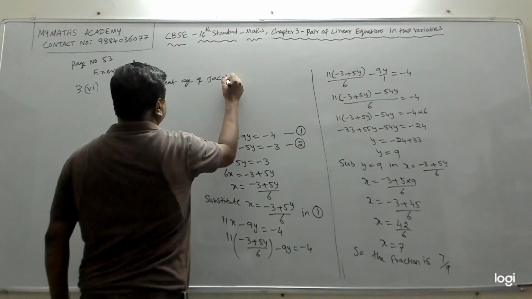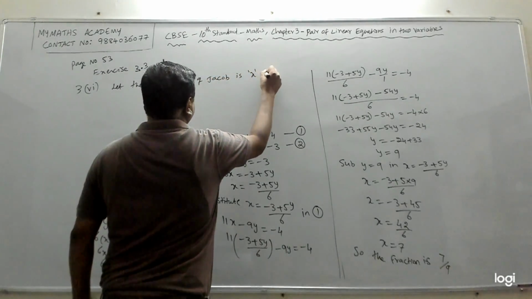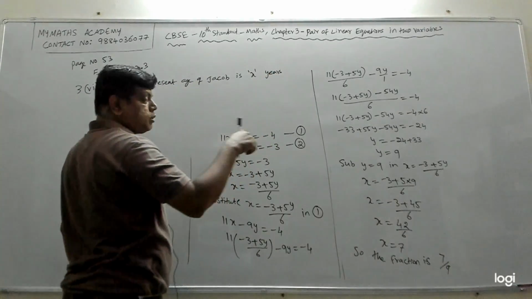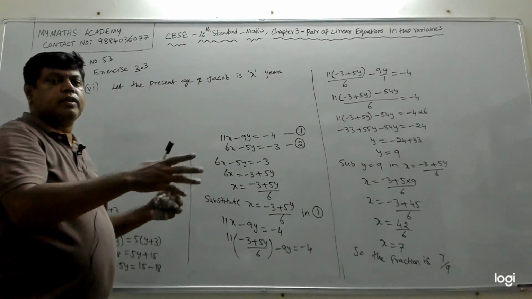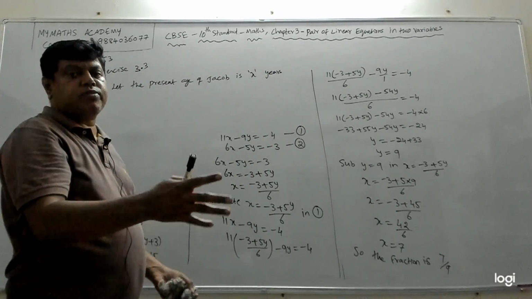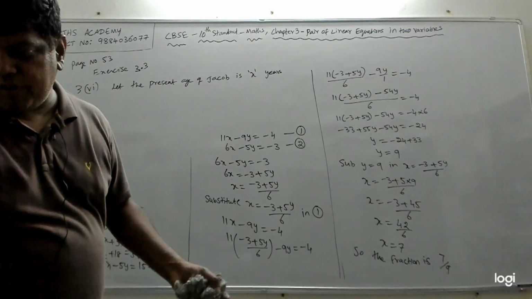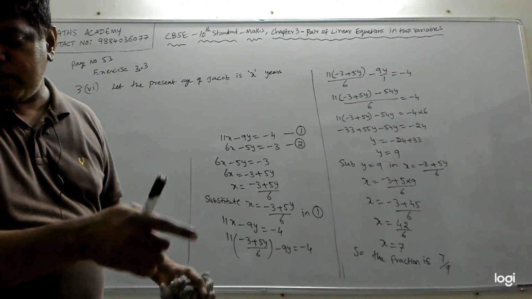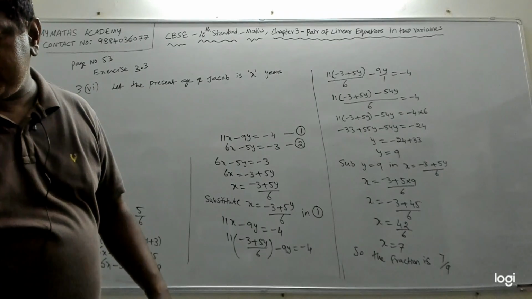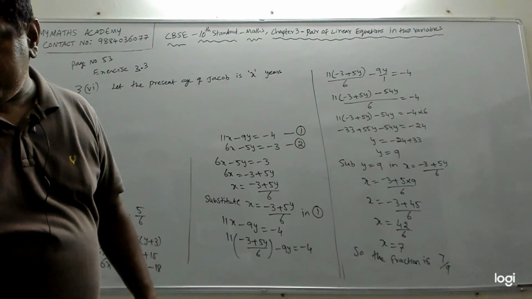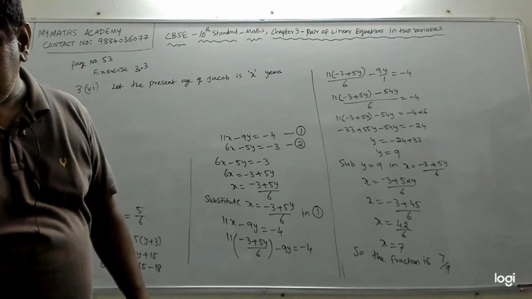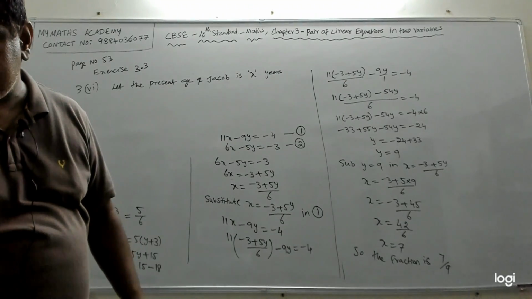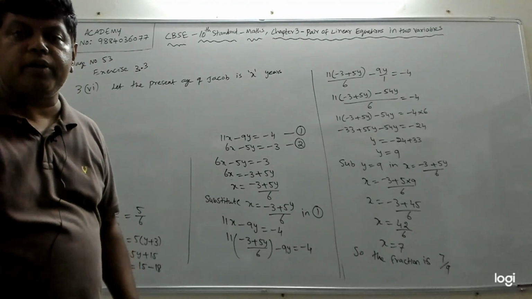So we'll say, let the present age of Jacob be x years. The moment you see an age problem, it says after 5 years, Jacob is 3 times his son's age. It says 5 years hence, which means after 5 years, the age of Jacob will be 3 times that of his son. 5 years ago, Jacob was 7 times that of his son. What are the present ages?